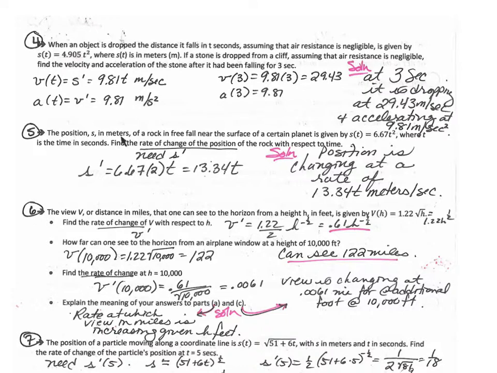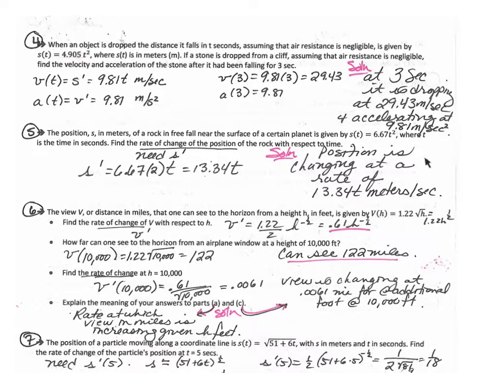For the next one, the position in meters of a rock in free fall, and it's the same kind of question. Here's the distance formula. They're asking for the rate of change of the position. That means we just need the derivative of that position function. So you take this and take its derivative. And then what's the rate of change?